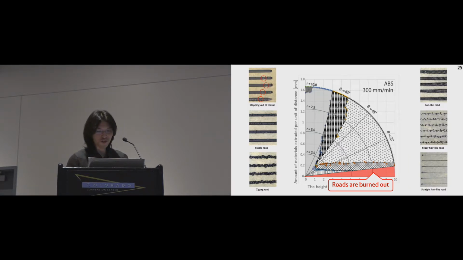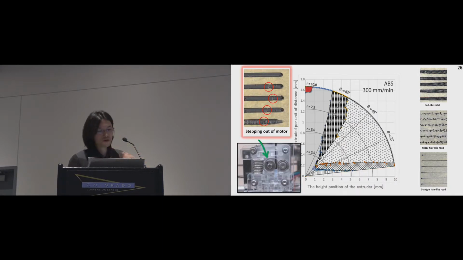Okay, I quickly explain the feature of each load. First, this distribution has a blank space at the lower part. It means the printed thin loads are burnt out by the heat of the nozzle, so we cannot get a load after the experiment. Okay, first, the 3D printer can stably extrude material except when the amount of material is extremely large. In this case, the stepper motor, which is in the extruder, frequently steps out and the load becomes partially thin due to unstable extrusion.